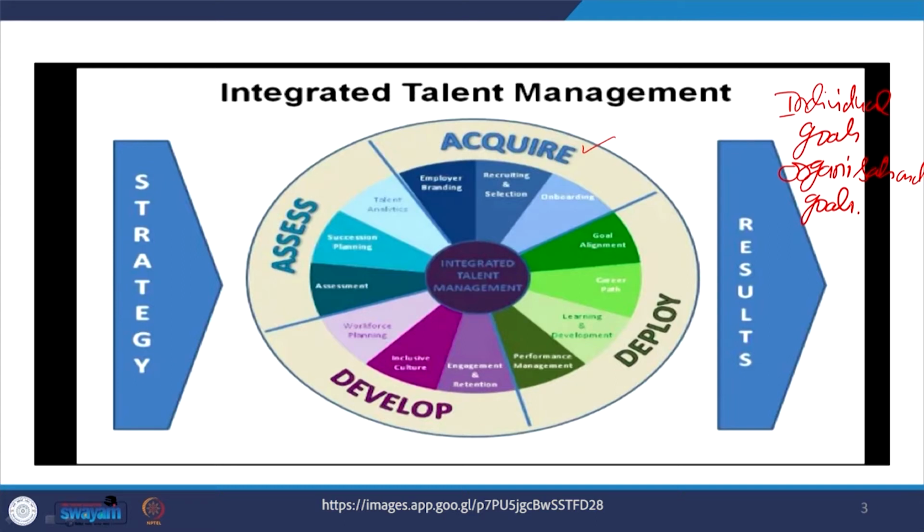This is very important. In the case of the individual goals, what is the individual goal? The individual goal will be, first, survival in the organization, second, happiness in the organization, and third, growth in the organization. So, goal alignment: all these goals have to be aligned. What it means? The employee should first be comfortable at the workplace, then he should be happy, and then he should be aligned with the organizational goal for development and growth opportunities.